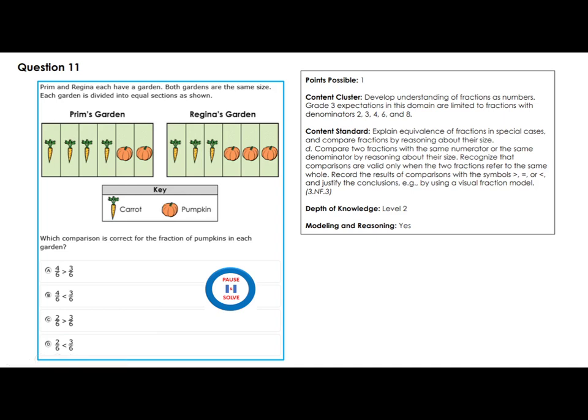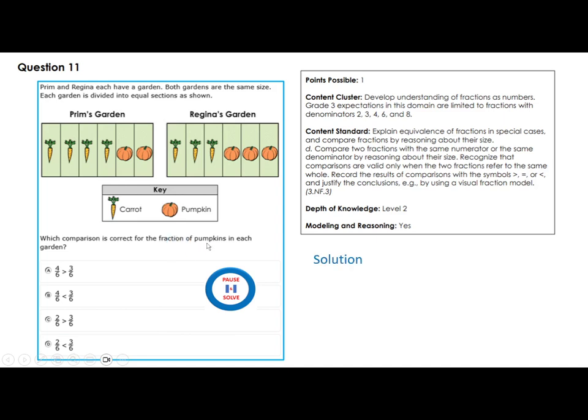Now, Prim and Regina each have a garden. Both gardens are the same size. Each garden is divided into equal sections as shown. Okay, so that's carrots and these are pumpkins. And then which comparison is correct for the fraction of pumpkins?